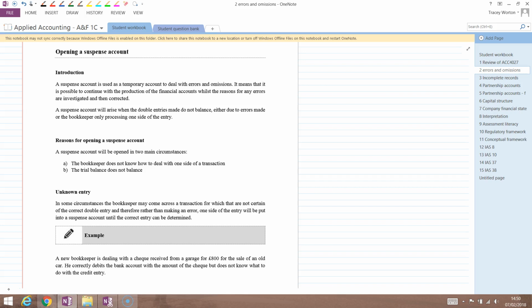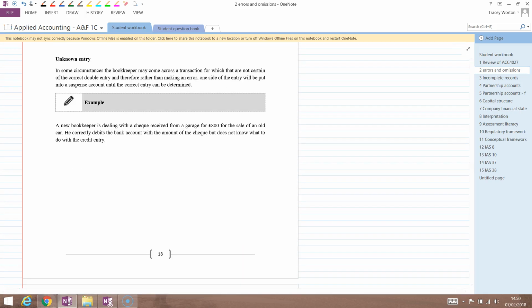So in the first instance, we're going to have a look at an unknown entry. So in this example, we have a new bookkeeper that's dealing with a cheque received from a garage for £800 for the sale of an old car, correctly debits the bank account with the amount of the cheque, but doesn't know what to do with the credit entry. So in this case, we're going to open up a suspense account.